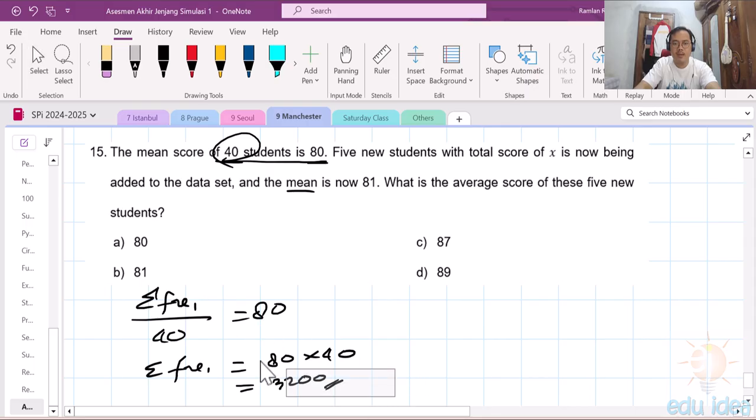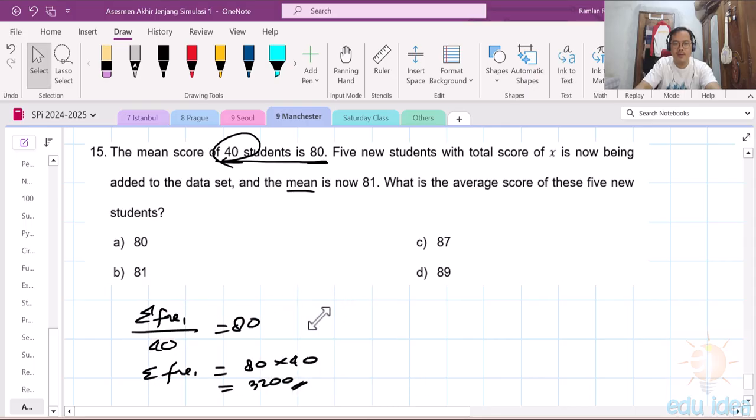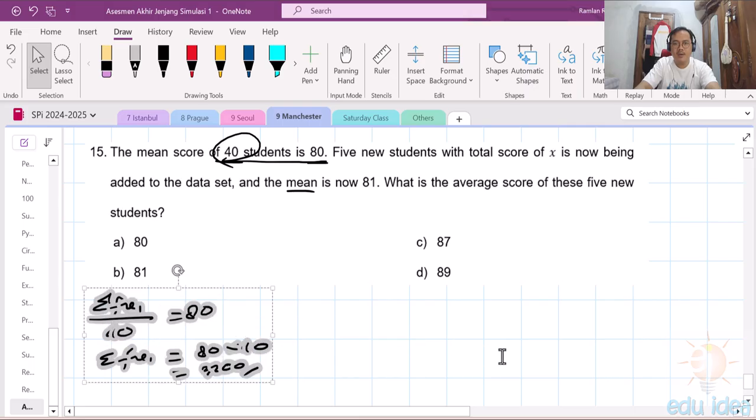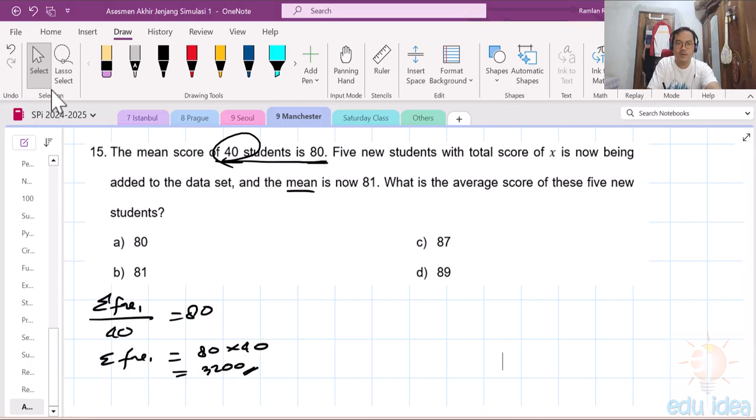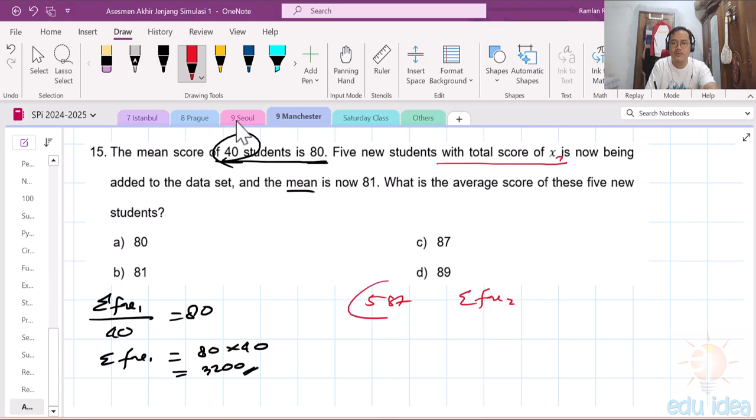Now let's see what happened in the second case. The second case says that 5 new students, so another 5. I'm going to use a different color here. 5 students now with a total score of x. So let's name the second one sigma fx2. That is the total score of these 5 students, the same thing like we did over here, right?